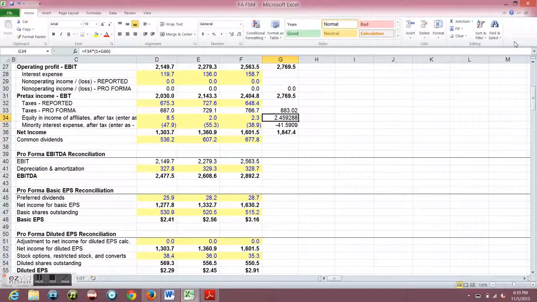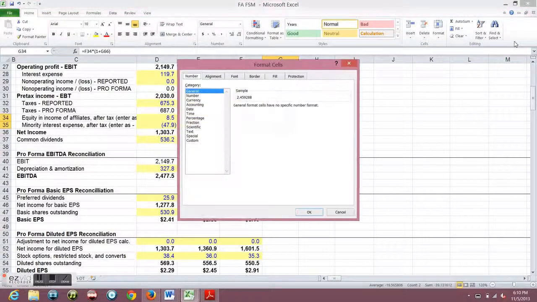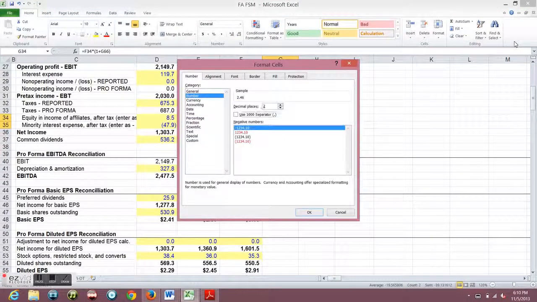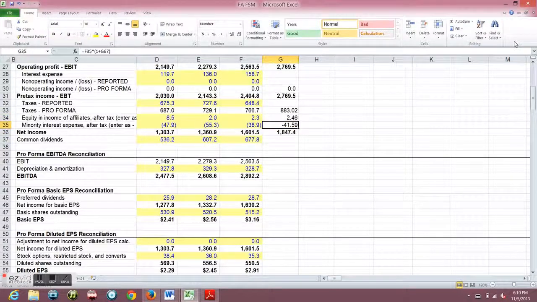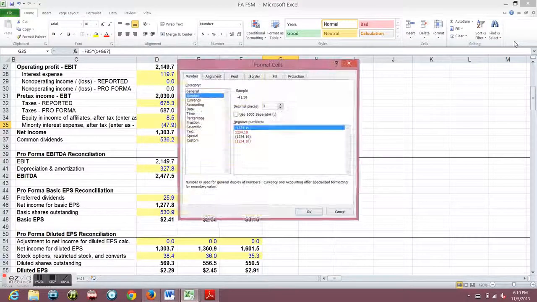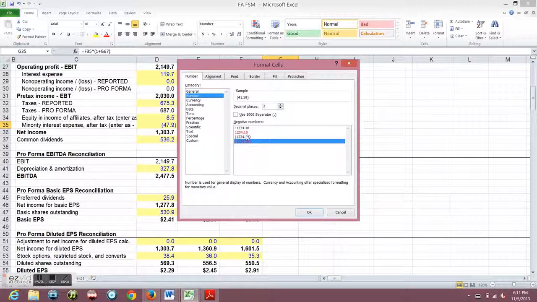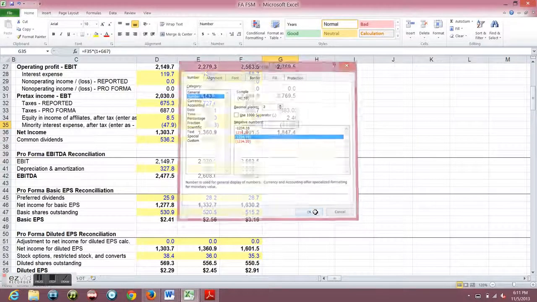Now let's fix our decimals by doing what? We're going to press Control 1, go to format cells, press tab, go to number, press tab again, and press enter. There you go. Let's Control 1 again because I don't want it to be a negative, I want it to be a parentheses. So I'm going to go down until I have this right here, parentheses, not the red one, there you go.